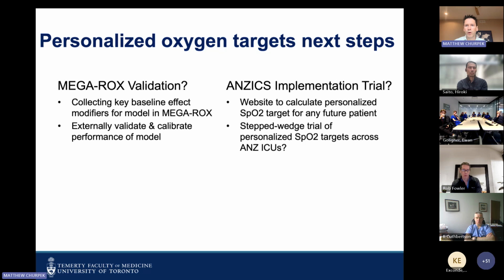In addition, we've been collaborating with Paul Young and his group, and we are currently working to get the model ready for validation in the much larger MEGAROX trial, which is similar to ICU-ROX, but much, much larger. He's also interested in a similar interventional clinical trial comparing the model to usual care in a step wedge fashion across the ANZICS ICUs.